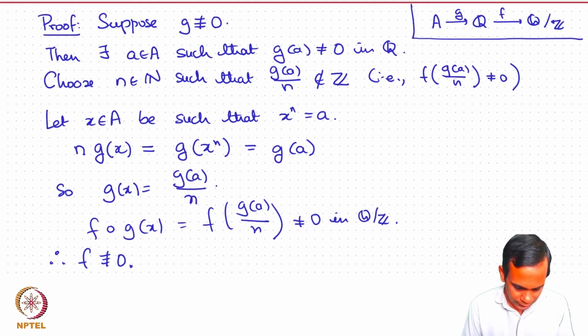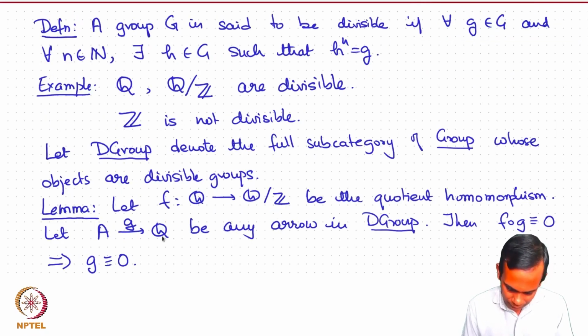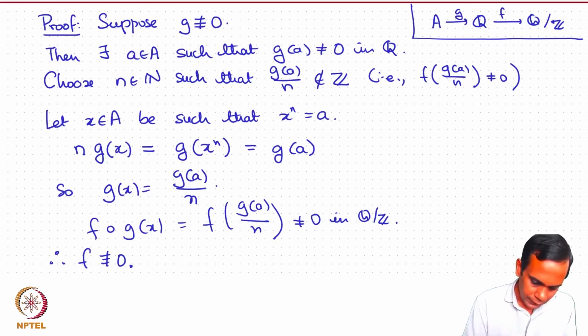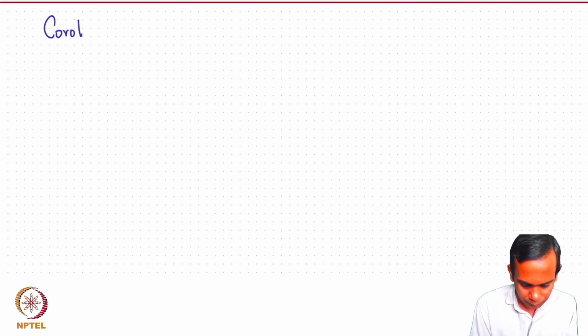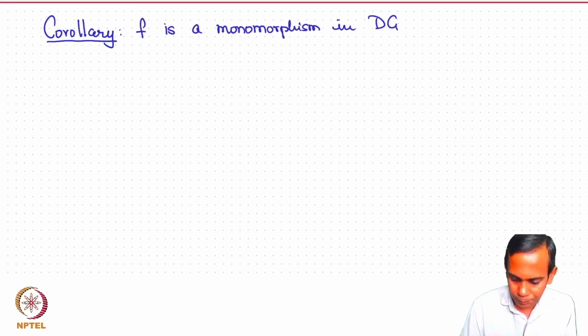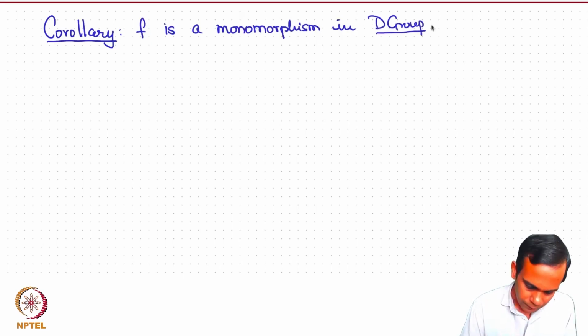And so what we proved is that if f circle g is 0, then g must be identically 0. This, I claim, is enough to show that f is a monomorphism. So, corollary: f is a monomorphism in the category D group, the category of divisible groups.